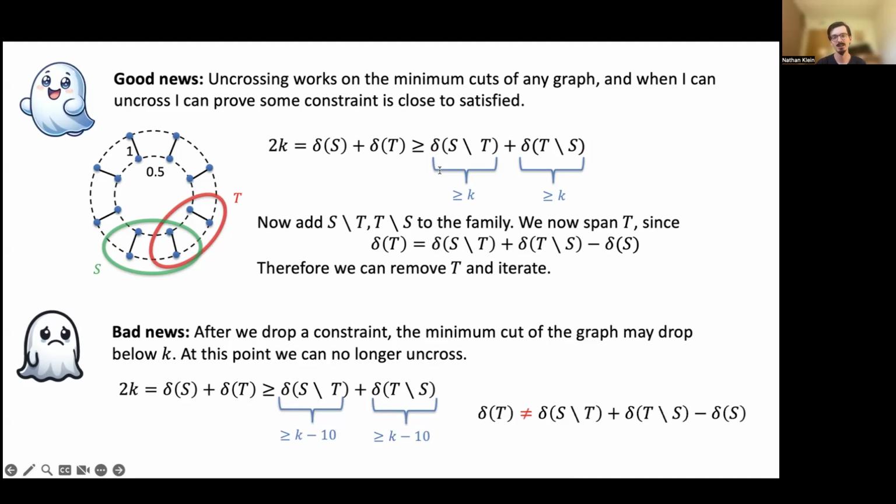And in fact, there are even bigger issues here because S minus T and T minus S are not necessarily tight. I may have dropped these previously in the algorithm. And in that case, we couldn't really put them in our family. But even if we could, we would have this issue that T is not spanned by these three sets.